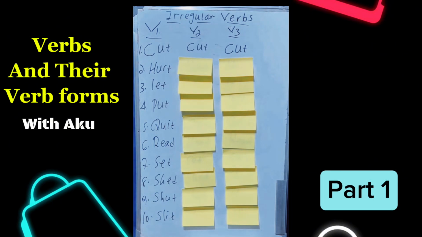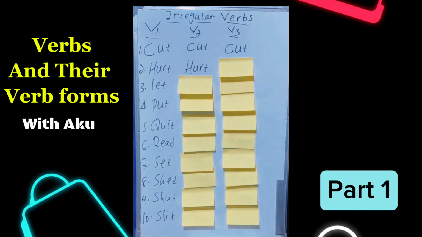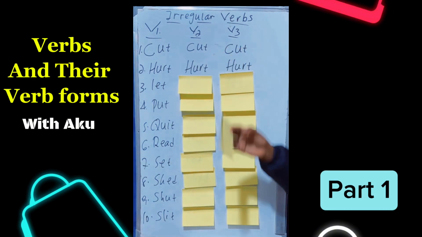What is the verb form of these two verbs? Hurt. Hurt. Verb 3? Hurt.